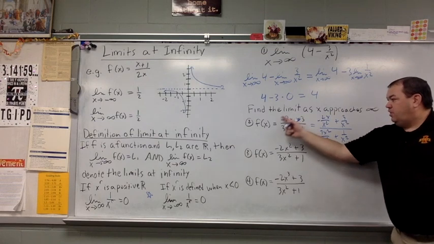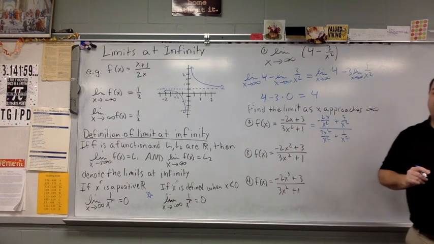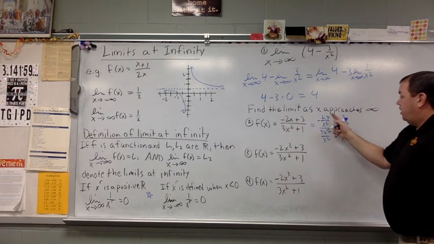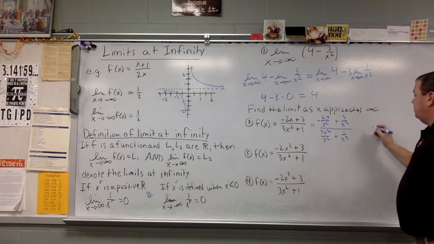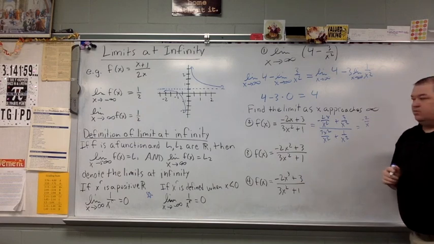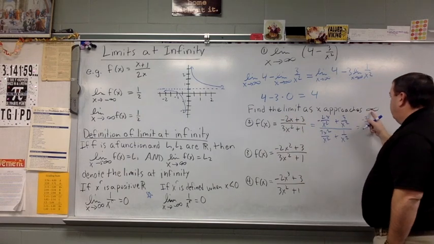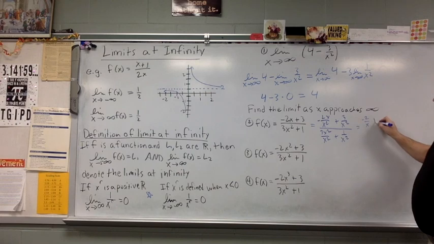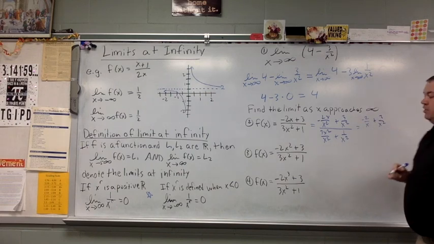So I took everything in here and I divided it by x squared. So right here I've got an x over an x squared, so that leaves me with a 2 over x. That's going to go to 0 as x gets really big. Here I've got a 3 over x squared. Doesn't matter, there's a 3 on top.